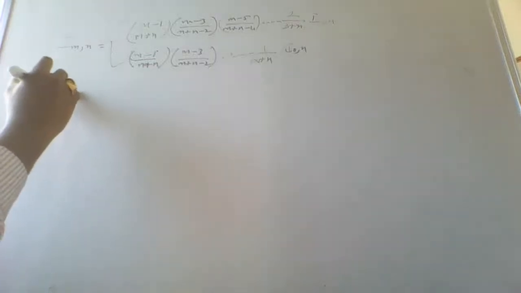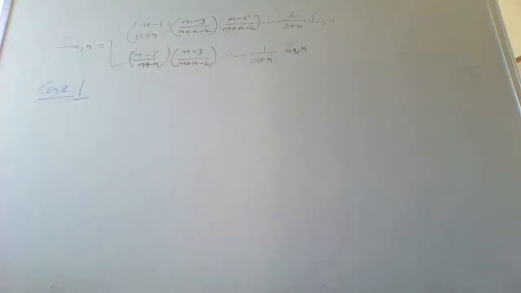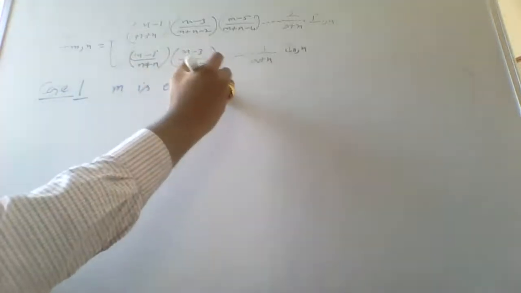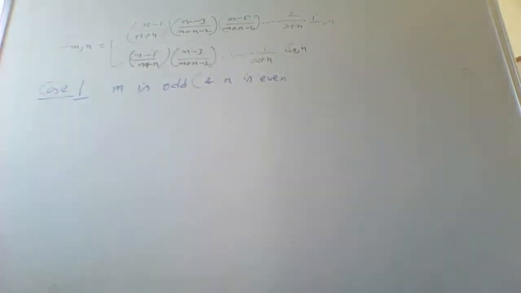So, as I mentioned, we have three cases here. Let us write that down here. So we have three cases. If I consider case 1, m is odd and n is even or odd.